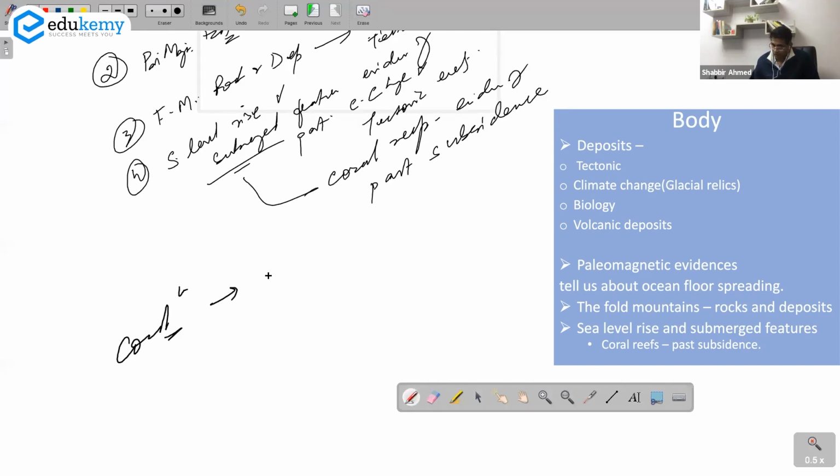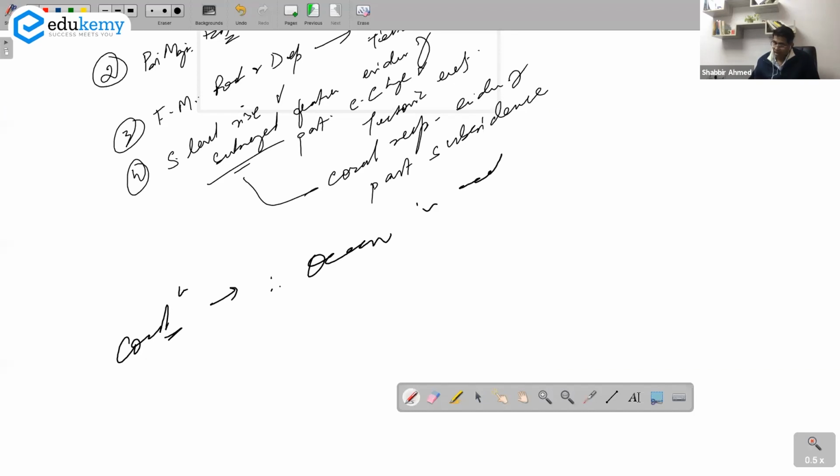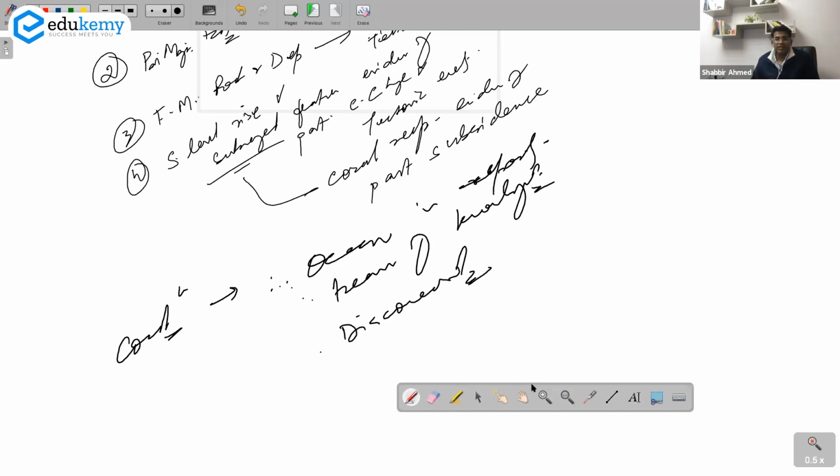Conclusions. Okay. Therefore, the oceans are a repository. The oceans are a treasure of knowledge. There lies much to be discovered. And 2-3 lines on this, that's all. It's like you are summarizing. This is like a summary.